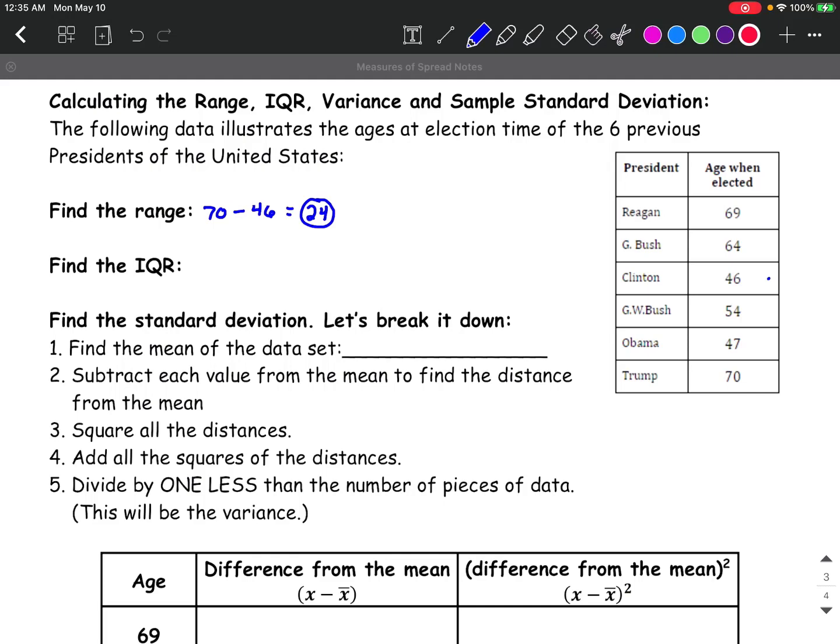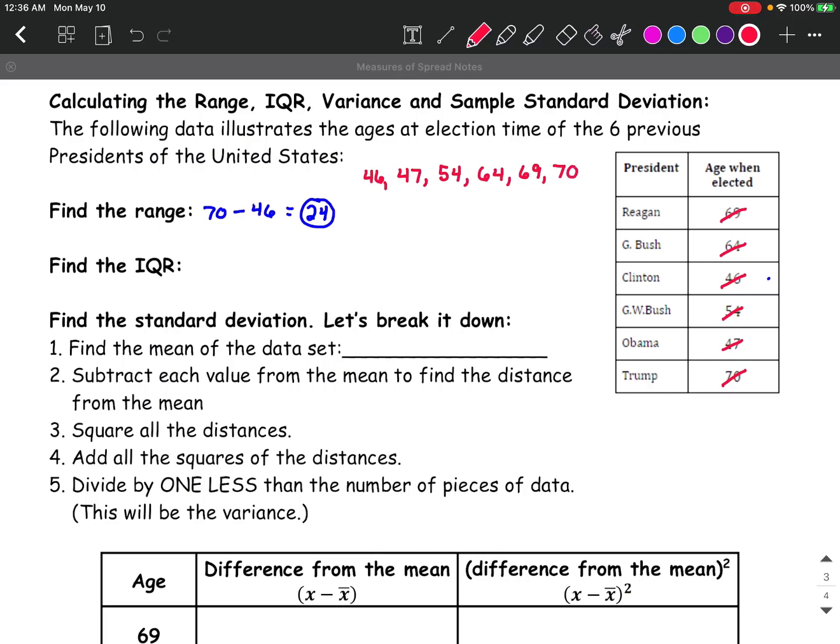Now, let's find the IQR. In order to find the IQR, we're going to want to put the data in order from lowest to highest. So we already said Clinton was our youngest at 46. I'm going to cross them out so I know you used them. Then comes Obama at 47. After that would be G.W. Bush at 54. Then would be George Bush at 64. Then would be Reagan at 69. And finally Trump at 70.